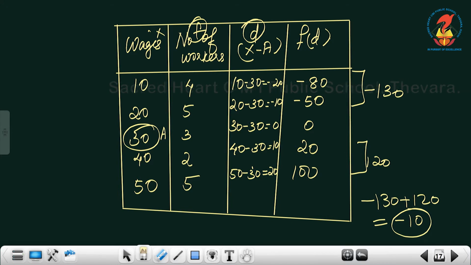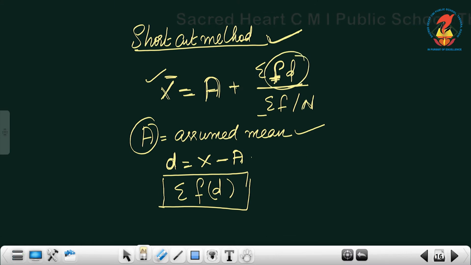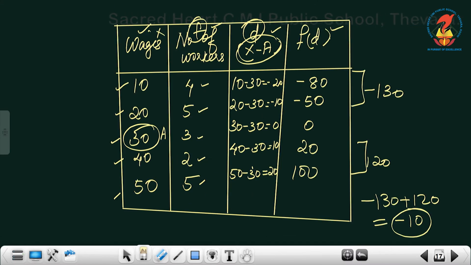Now I have written the wages here, x values, number of workers f, d is x minus A, f into d. Now wages 10, 20, 30, 40, 50, number of workers 4, 5, 3, 2, 5. Okay, now you have to find out D. D is the next thing that you have to find out. What is D? D is x minus A because we have to apply the formula. What is the formula? A plus sigma fd by sigma f, isn't it? So first find out D. What is D? X minus A.